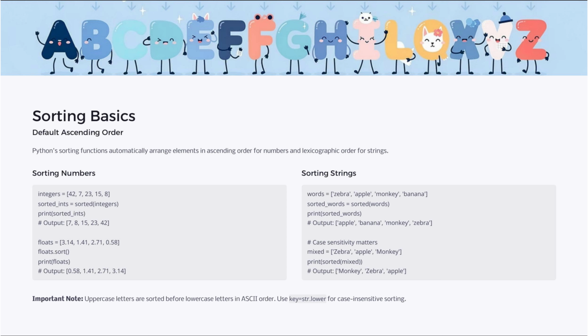For instance, integers like 42, 7, 23, 15, 8 become 7, 8, 15, 23, 42. Strings such as zebra, apple, monkey, banana sort to apple, banana, monkey, zebra. Note: uppercase precedes lowercase. Use key equals str.lower for case-insensitive sorting.